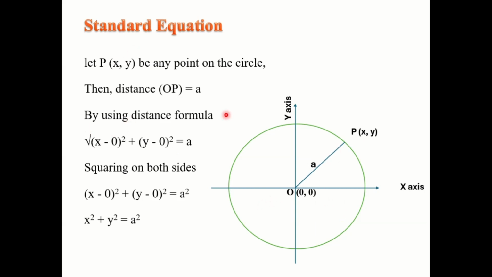Okay, by using the distance formula, we can write down square root of x minus 0 square plus y minus 0 square is equal to A. Now, when we square both the sides, we will get x minus 0 square plus y minus 0 square is equal to A square. There is no need to write the 0, so x square plus y square is equal to A square. This is the equation of circle whose center is at the origin. That equation we call a standard equation of circle. Standard equation of circle is x square plus y square is equal to A square.